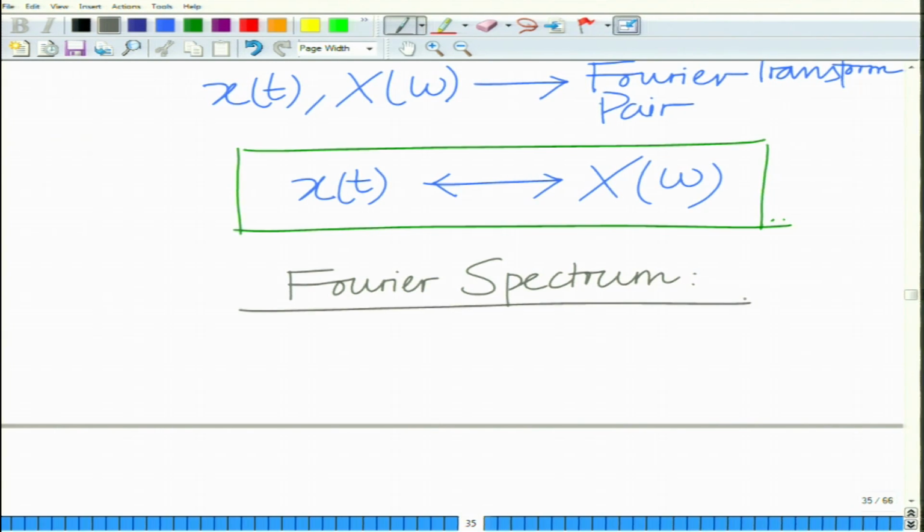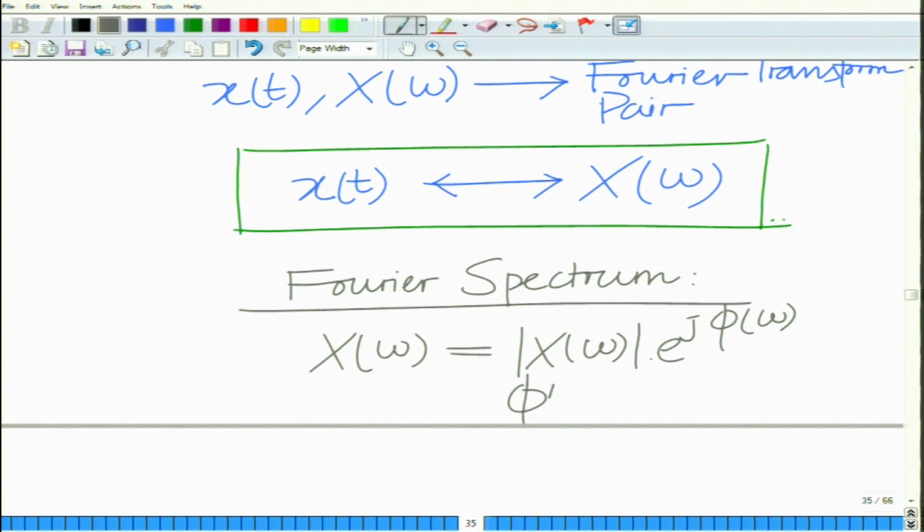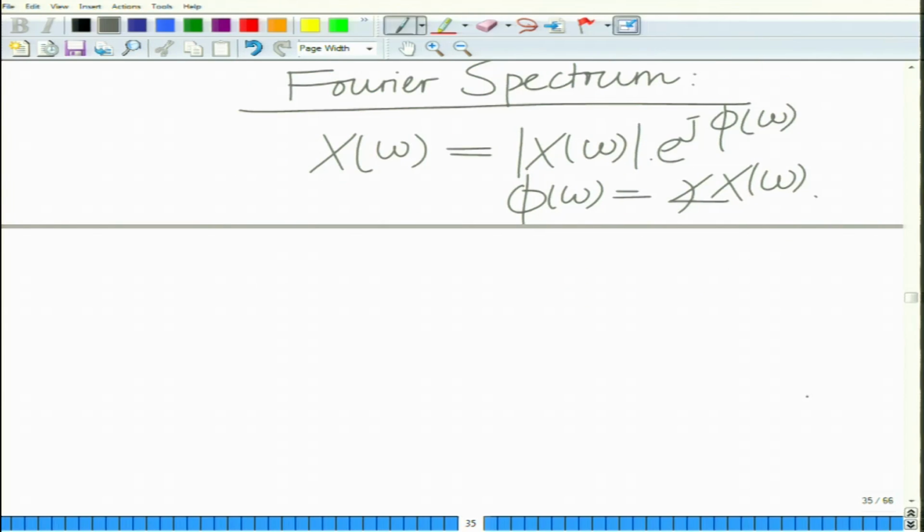The Fourier spectrum can be obtained as follows: from the signal x of t, once you obtain the Fourier transform, I can write X of omega equals magnitude of X of omega times e raised to j phi of omega, where phi of omega is the angle or phase of X of omega, and this magnitude of X of omega is the magnitude spectrum of x of t.